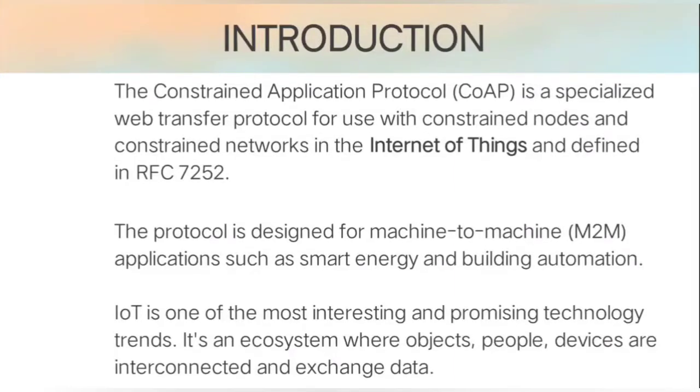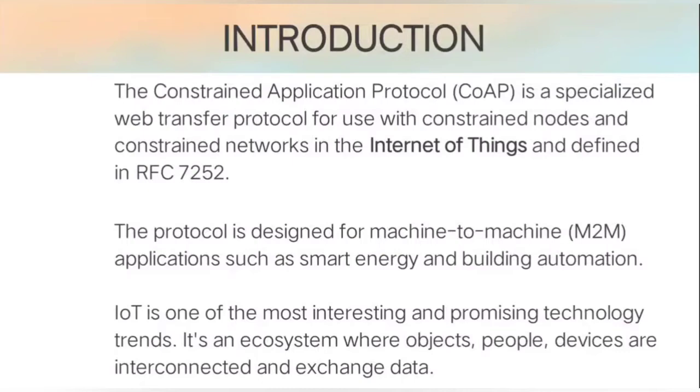This CoAP protocol is mainly designed for constrained nodes and constrained networks and in the application of IoT. This protocol is defined as per the specifications given by RFC 7252. This protocol is designed for machine-to-machine applications such as smart energy and building automation.